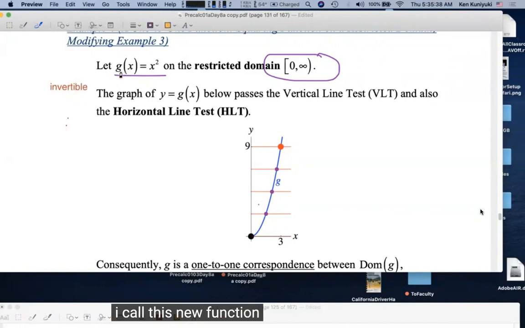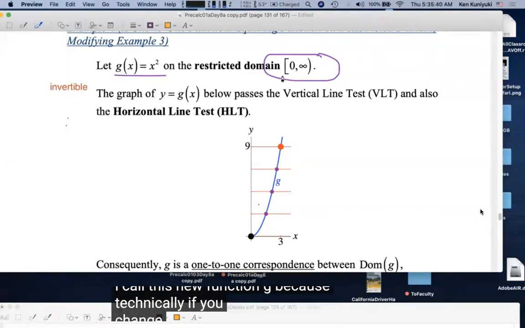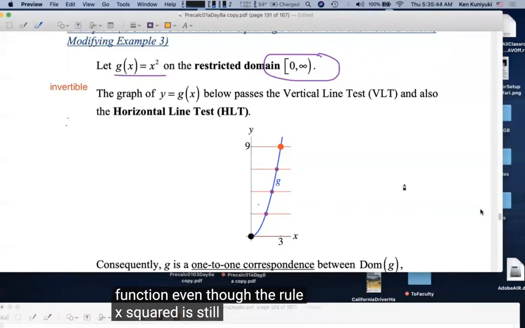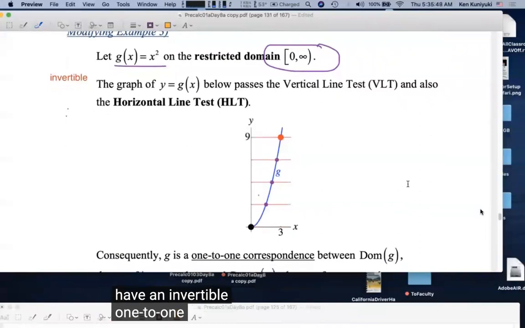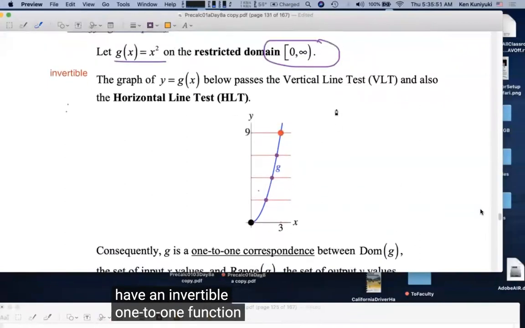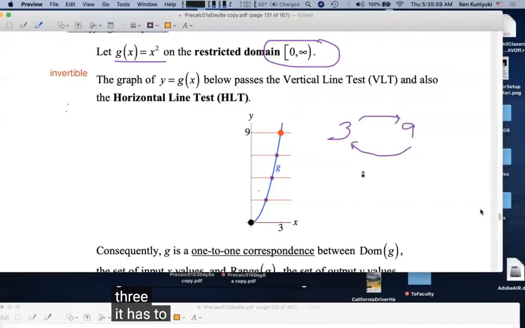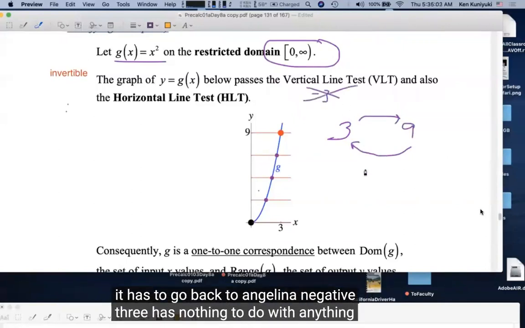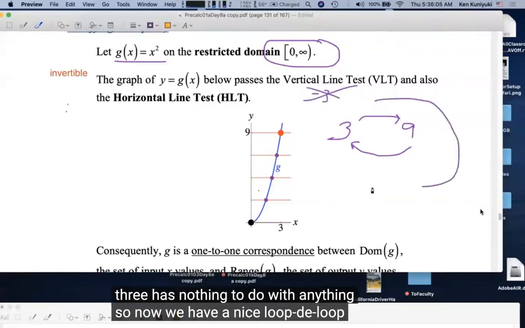I call this new function g because technically, if you change the domain, you change the function, even though the rule, x squared, is still the same. But now we have an invertible one-to-one function. So 3, we know, goes to 9, and 9 has to go back to 3. It has to go back to Angelina. Negative 3 has nothing to do with anything. So now we have a nice loop-to-loop.